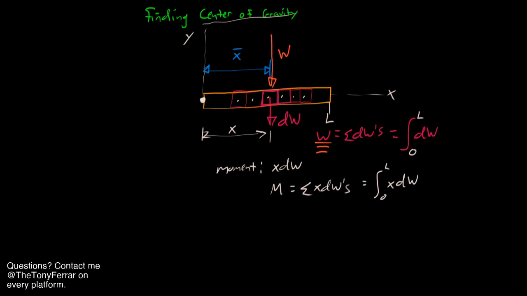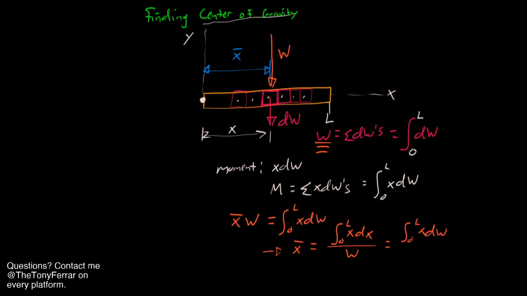In other words, x bar times W, that's the moment arm times W, so that's the moment caused by the weight, has to be equal to all these little ones. The integral from 0 to L of x dw. And so we can solve that for x bar and find that the centroid lives at the location integral 0 to L of x dw divided by the weight. And we can sub in the weight here, which was 0 to L x dw.